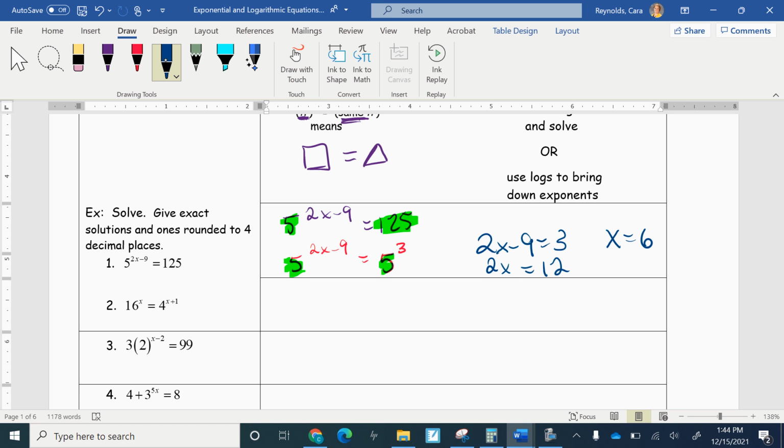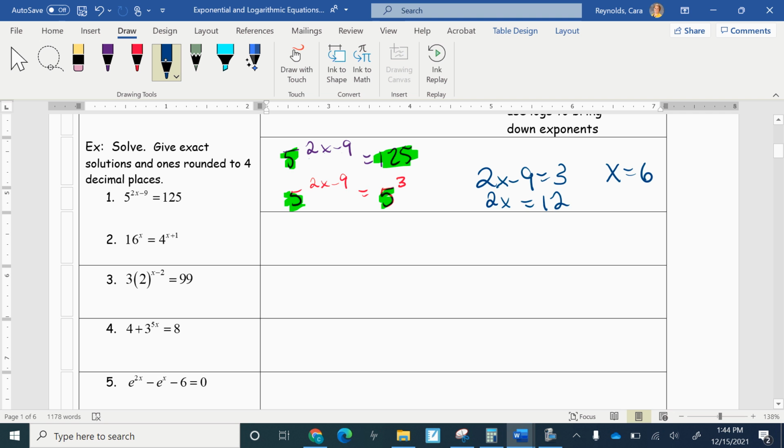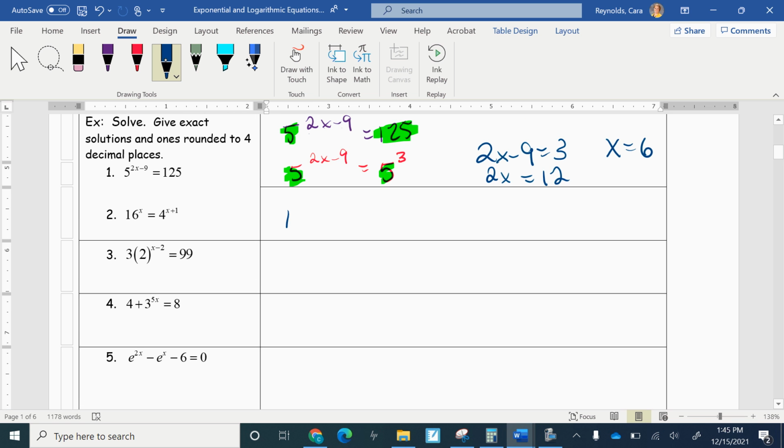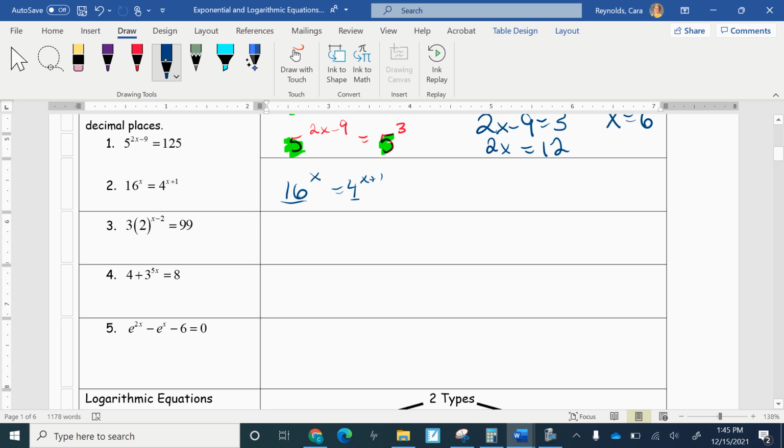You can always go back to your original problem, plug that in and double check. But 6 times 2 is 12, minus 9 is 3, and 5 cubed is 125. So we're good there. Same thing here. You could go ahead and try that on your own if you would like. Okay. When you have an exponent in that power already, when you change that 16 to be your same base, then you're just going to apply your power rule.